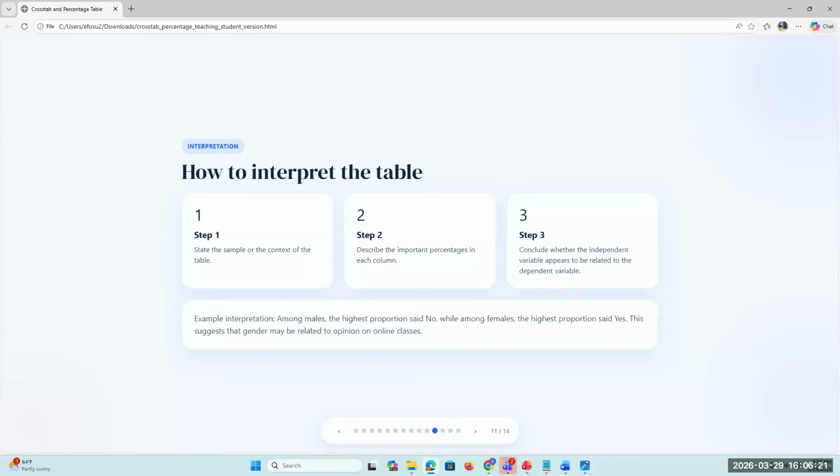So it means that the opinions by gender over here is what differ, right? The first one I gave you was that you start by saying, among this, so you talk about the sample, right? The highest portion said no, whilst among females the highest portion said yes. This suggests that gender may be related to opinion on online classes, or may not be. So the steps are: sample, important percentage, and then whether there's a relationship or no relationship. I hope I get what I'm trying to say.